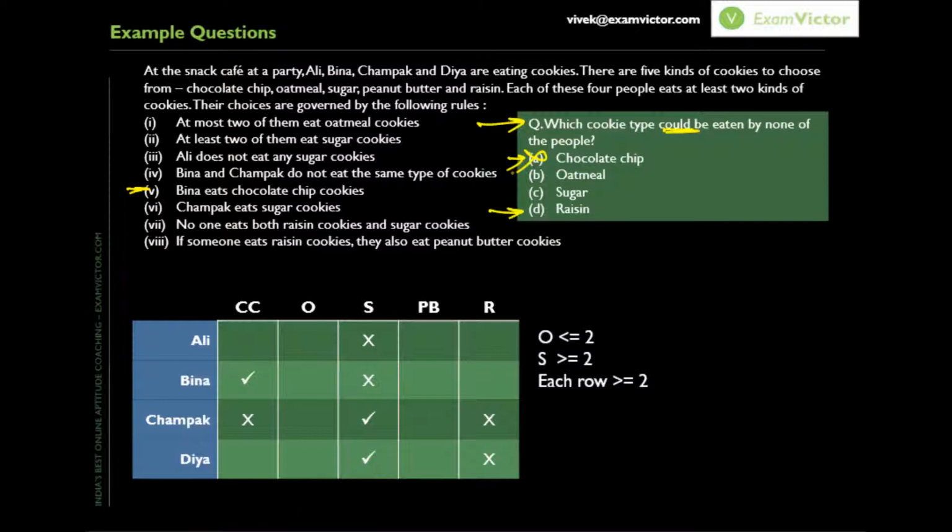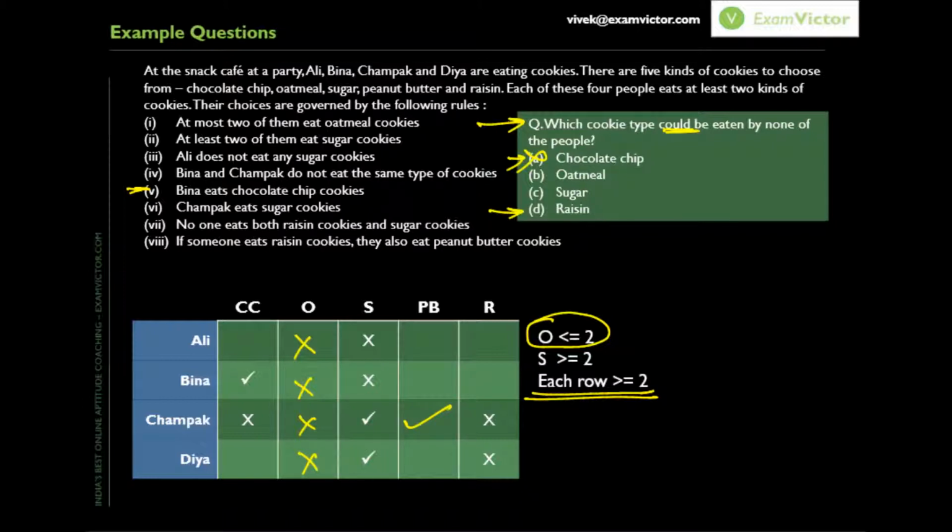Oatmeal. Now this is interesting. If we put all 4 crosses for oatmeal, what does that give us? It is not violating this condition. This condition was that the number of ticks in this column should be less than or equal to 2. It doesn't have to be equal to 2. It could be 1 also. It could be 0 also. So 0 is fine. But each row should have at least 2 ticks because each person is eating at least 2 kinds of cookies.